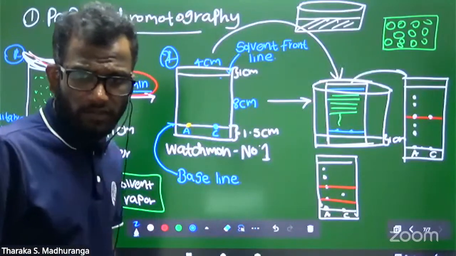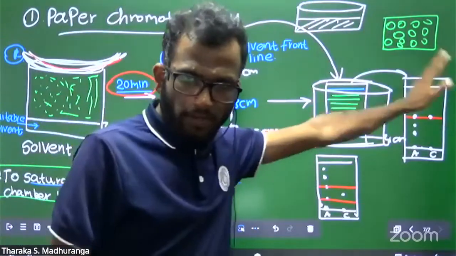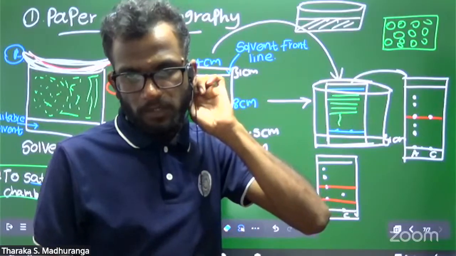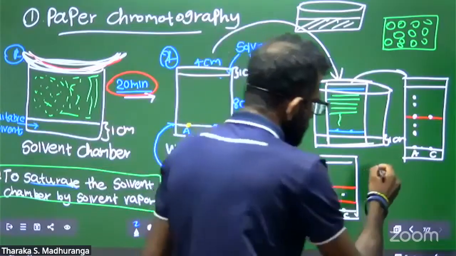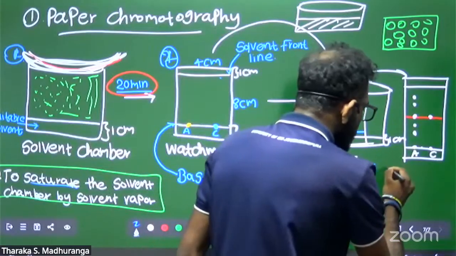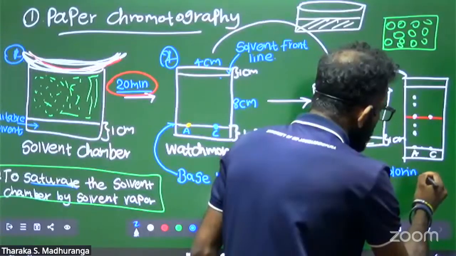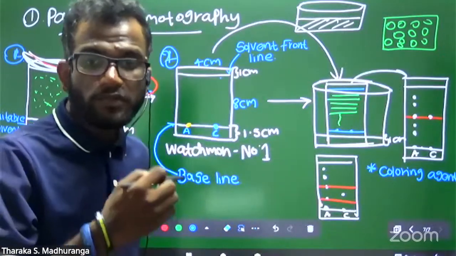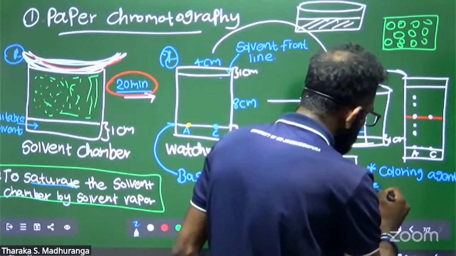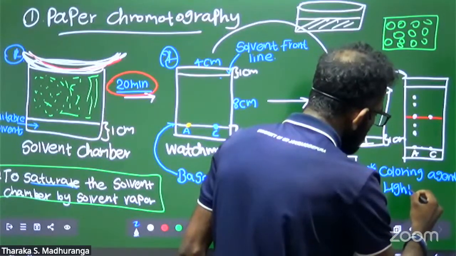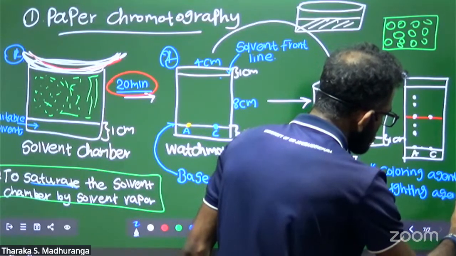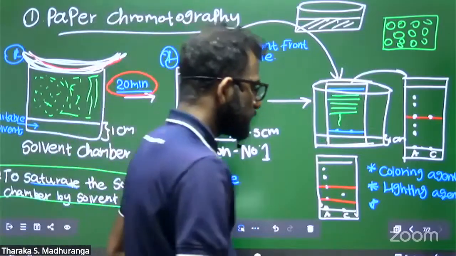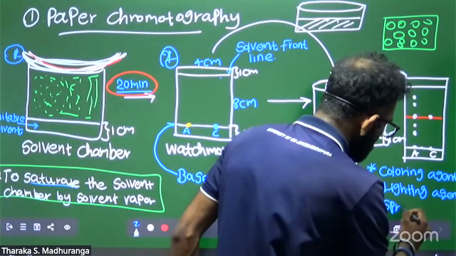The final question: after the final result, how do we observe the compounds? For the observation process, we can use coloring agents, lighting agents, or spreading agents.